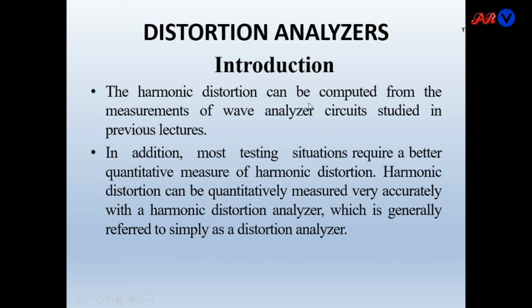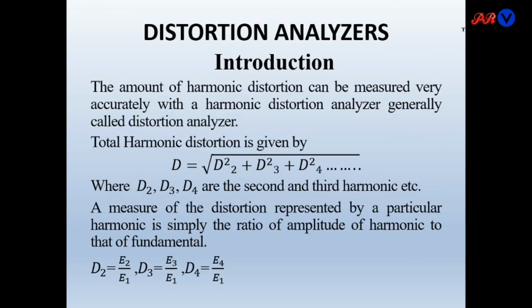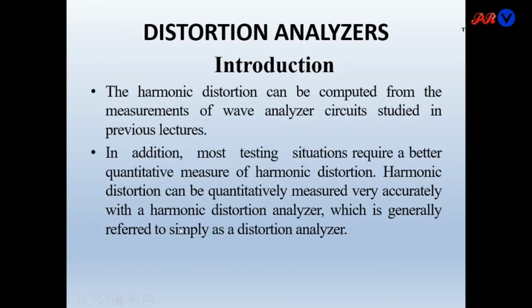The harmonic distortion can be computed from the measurement of wave analyzer circuits studied in the previous lecture. So, we can find the harmonic distortion by using the wave analyzer, because wave analyzers are also used for finding the amplitude of a particular frequency. Means we can find the amplitude of the fundamental frequency, then we can find the amplitude of the second harmonic frequency signal, then this ratio will give the second harmonic D2. Similarly, we can get D3, D4 by using the wave analyzers.